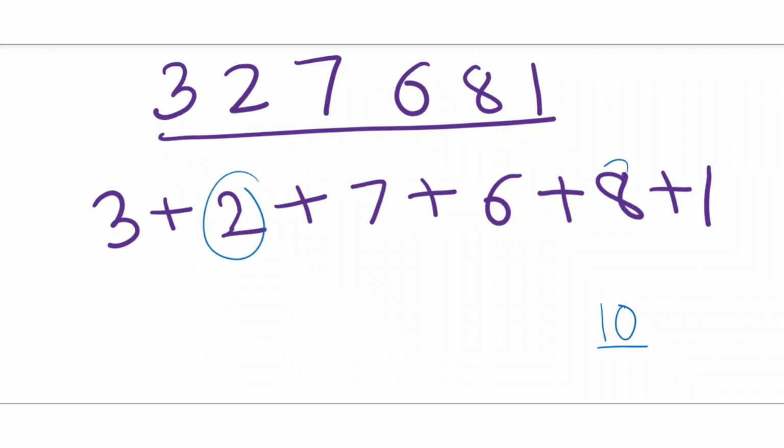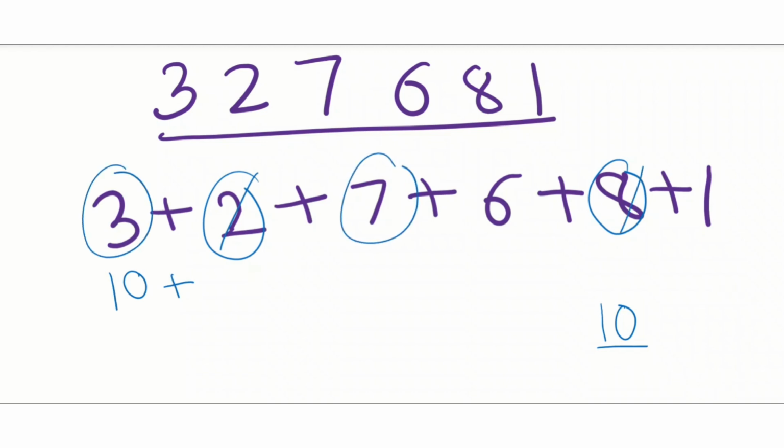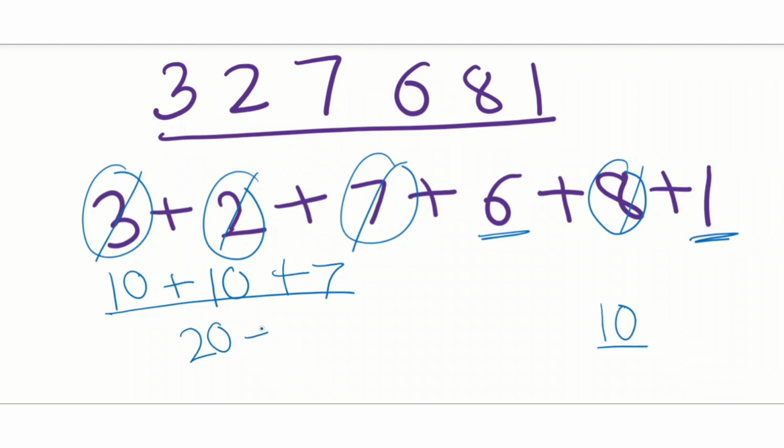So 2 and 8 together give you 10. So you have 10 over here. Plus, let's just cut these out. You get 3 and 7, which gives you a total of 10. So you'll cut them out. And now you're left with 6 and 1. So 6 plus 1 is 7. So you get 10 plus 10, 20, plus 7, which gives you 27. Adding with the direct method, also you'll find the same number.